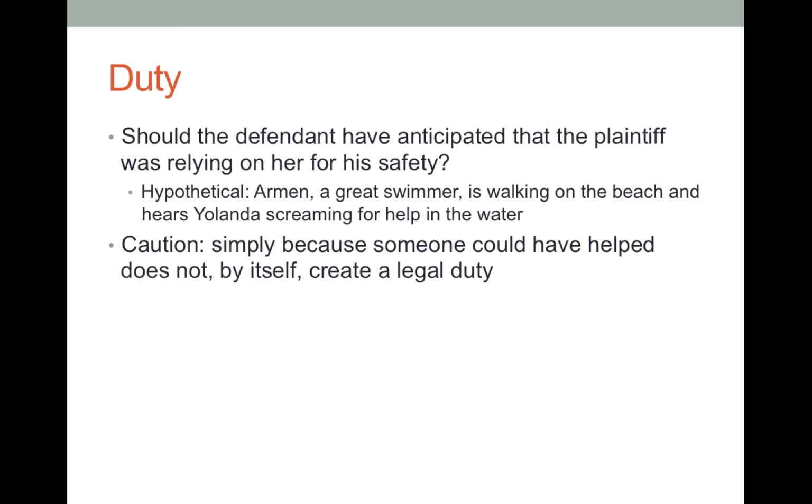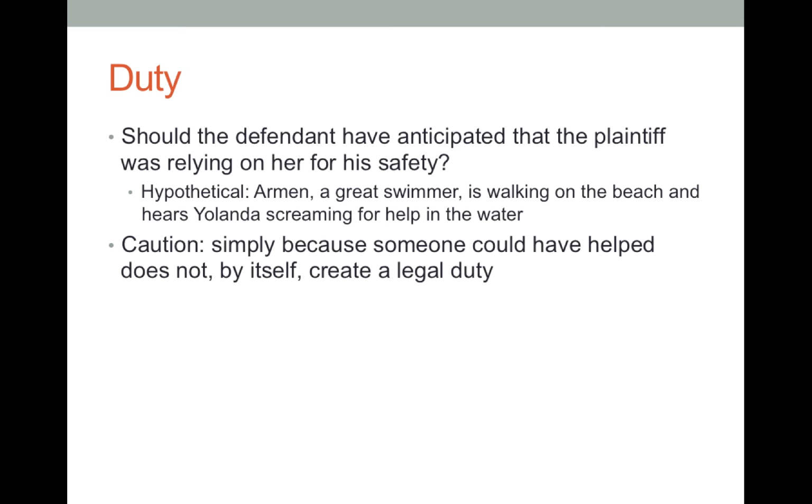So, in our hypothetical, suppose that Armin, who's a great swimmer, is walking on the beach and hears Yolanda screaming for help in the water. Does Armin owe a duty to help Yolanda? Well, morally, does he owe a duty? I'd say yes. If you can help someone else without undue risk to yourself, absolutely. But that's not the test. The test is whether a legal duty is owed.